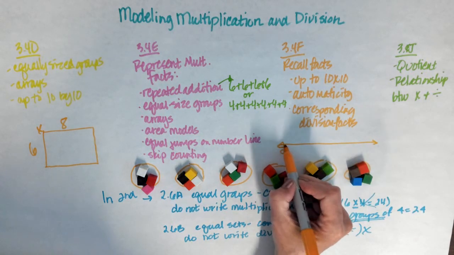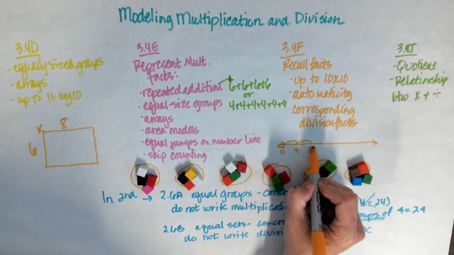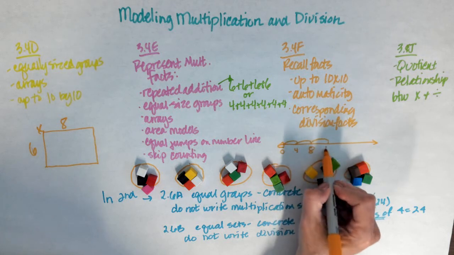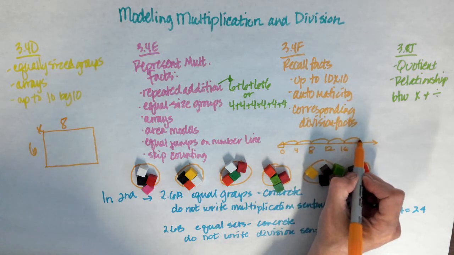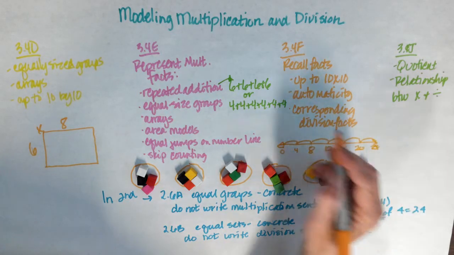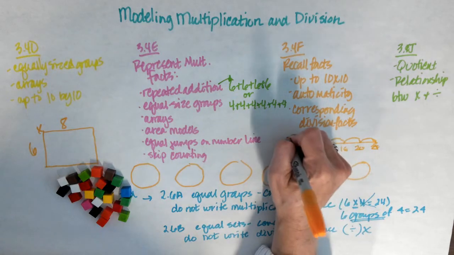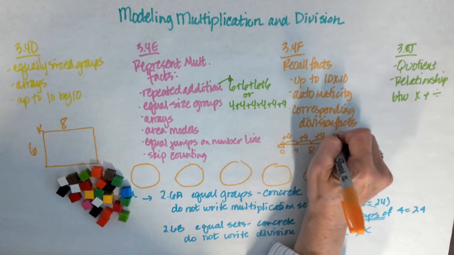Here I'm at 0, 4, 8, 12, 16, oh, I barely made it long enough, 20, 24. And they would see that each time they're making a jump of 4.